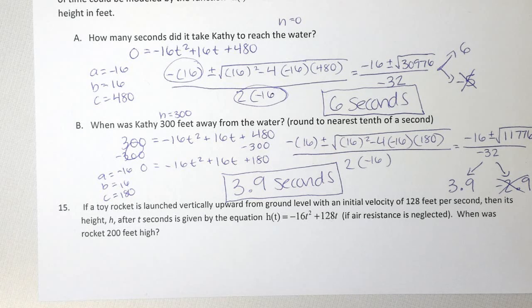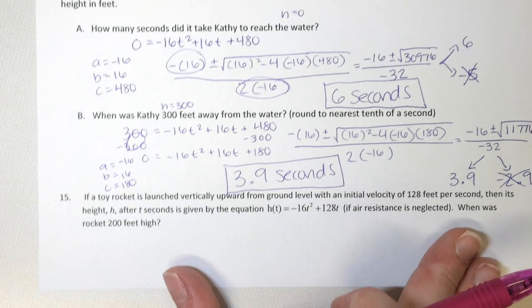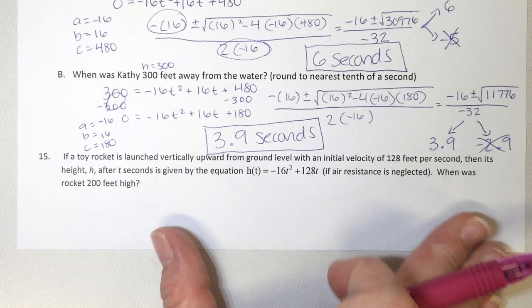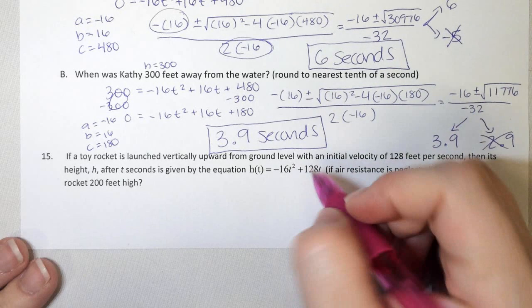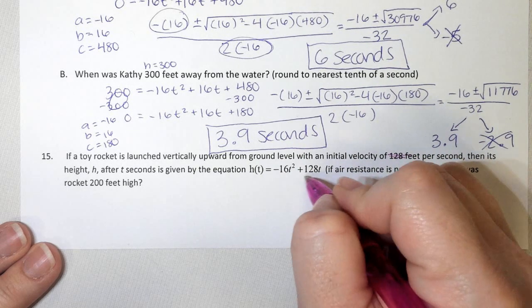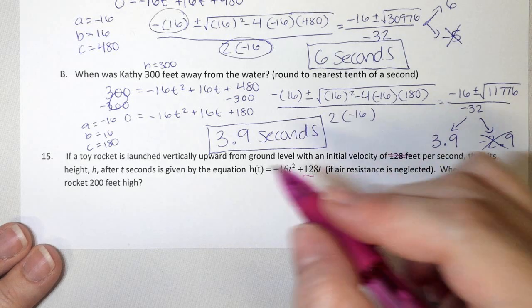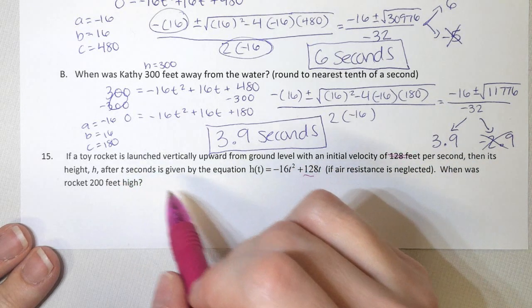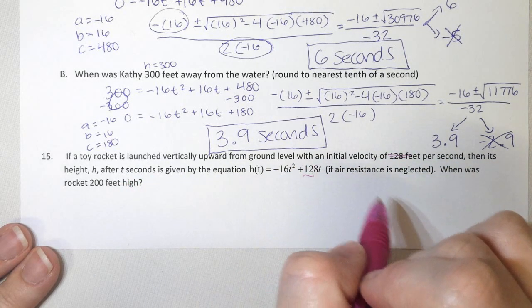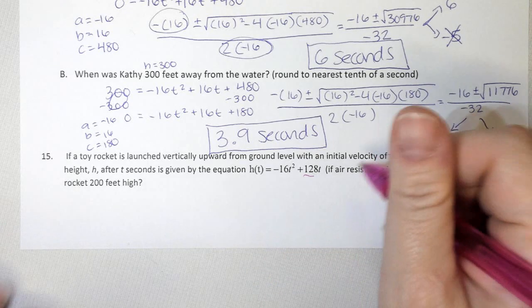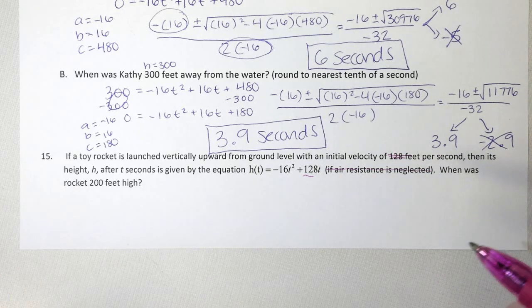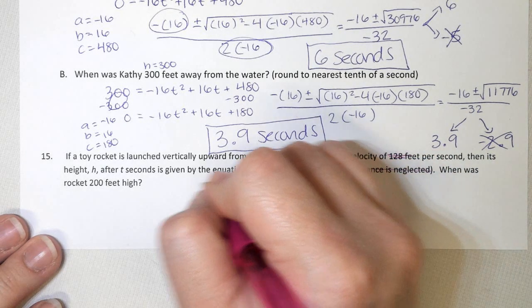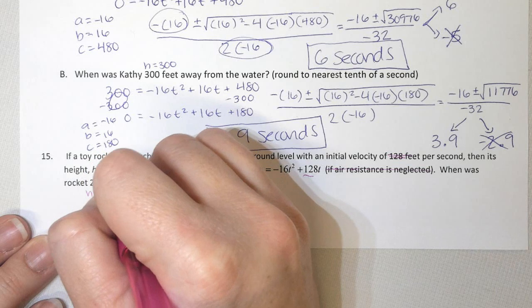Okay, last one. Number 15. If a toy rocket is launched vertically upwards from ground level, with an initial velocity of 128, I want you to realize that's just extra information. It's already plugged into the formula for you. Then its height after t seconds is given by this equation if air resistance is neglected. Okay, well, we're not scientists, so we don't need to worry about that. When was the rocket 200 feet high? So we know we want h equal 200.